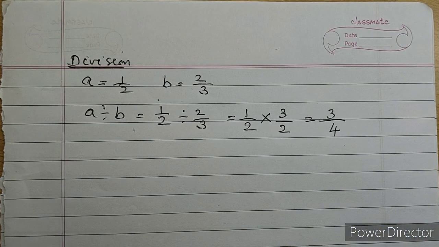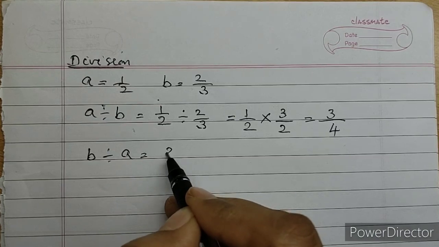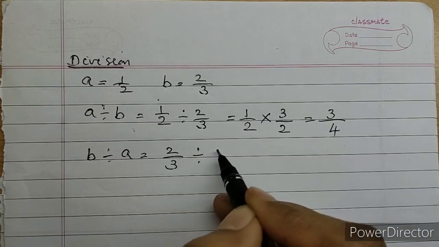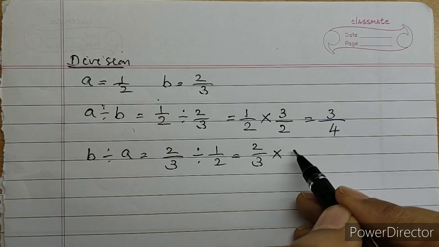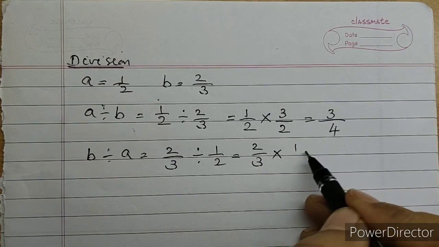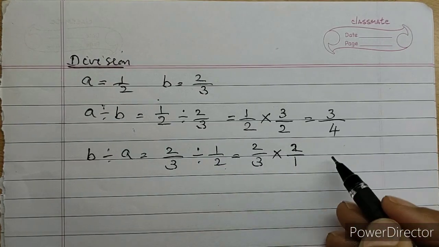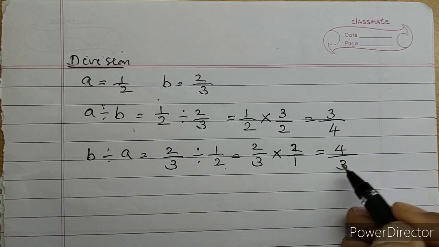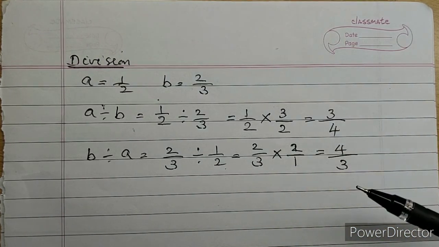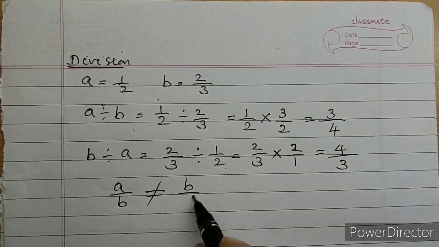It's 3 by 4. Now b divided by a equals, change the position, 2 by 3 divided by 1 by 2, that is 2 by 3 into 1 by 2 by 1. Take the reciprocal. 1 by 2's reciprocal is 2 by 1. So 2 2's are 4, 3 1's are 3. Obviously 3 by 4 is not equal to 4 by 3. That means a by b is not equal to b by a.